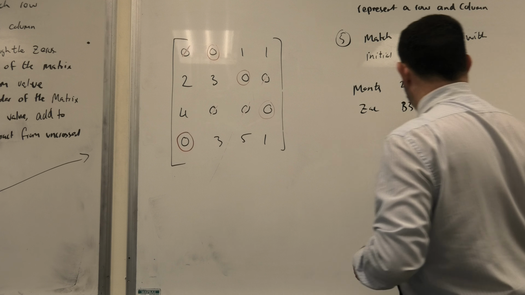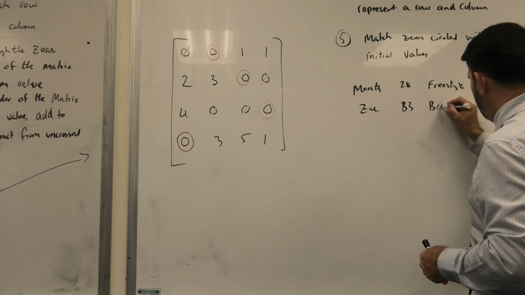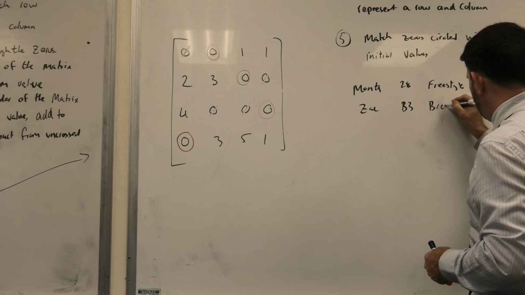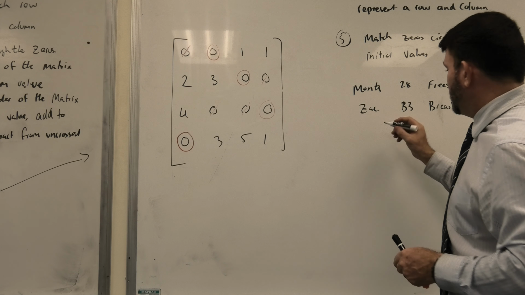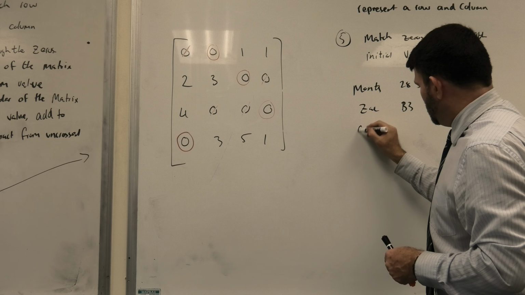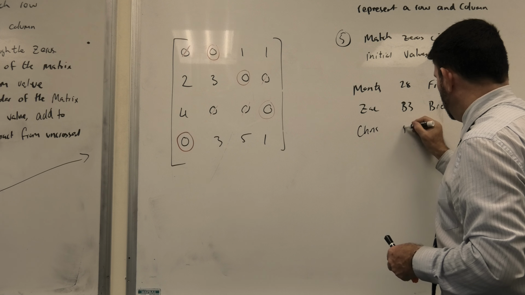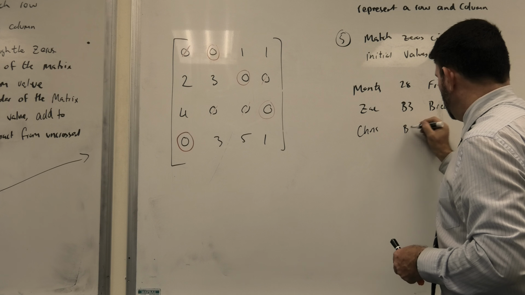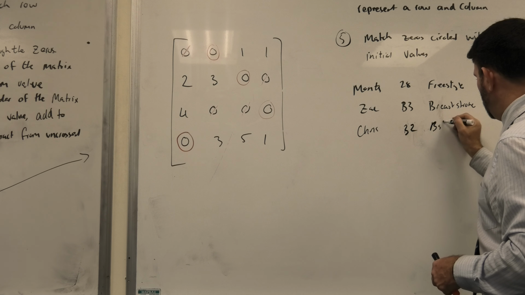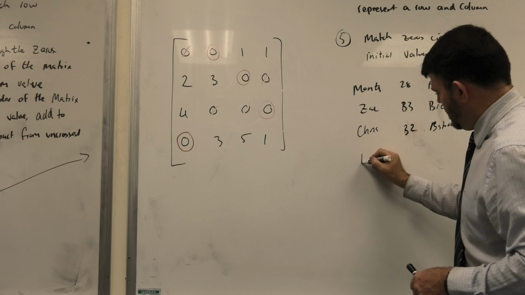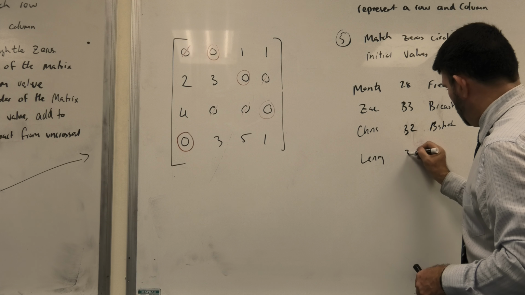Chris will do backstroke, 32 seconds. And Lenny butterfly for 30 seconds. It's a fast butterfly.